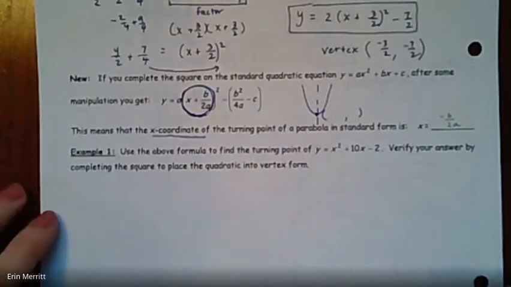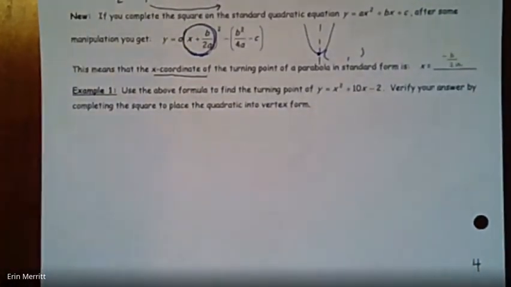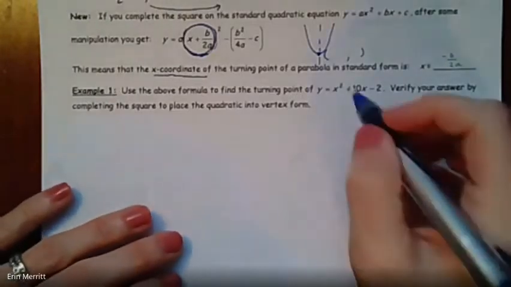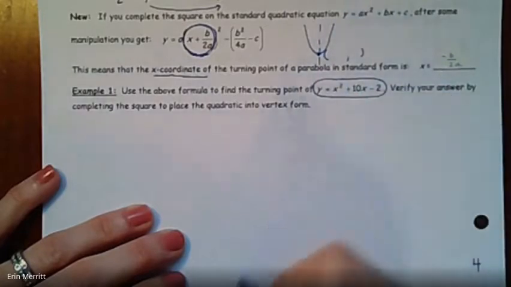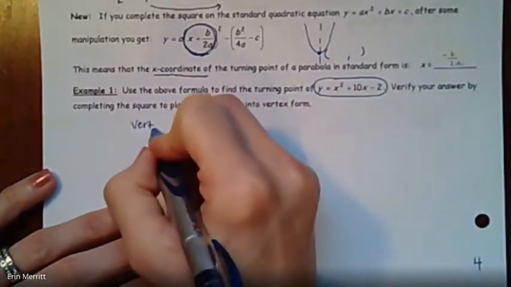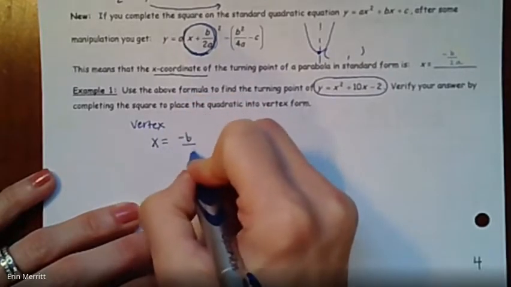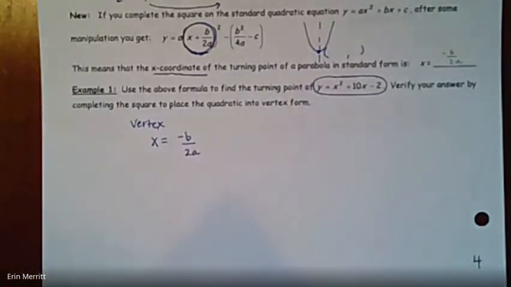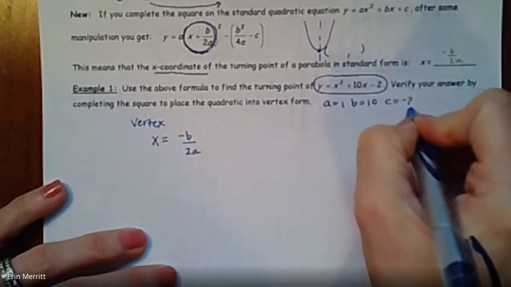This is another way that when the question says find the vertex, before the only way that we could do it algebraically was to complete the square. Now you could use this as a little shortcut to solve for x. So to try it here, you've got this equation of y equals x squared plus 10x minus 2. If I want to find the vertex, I can say, okay, well, the x-coordinate will be equal to negative b divided by 2a. Well, if I look at this, a is 1, b is 10, c is negative 2.